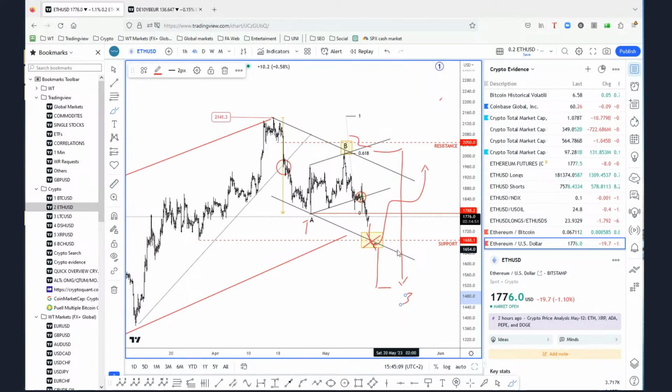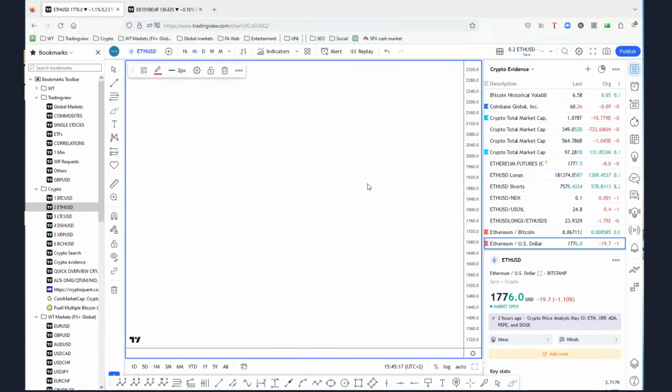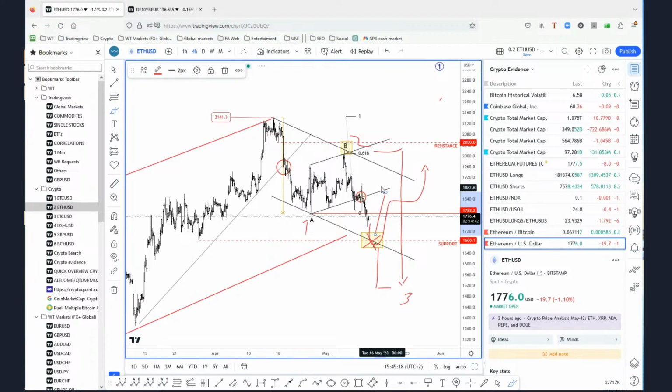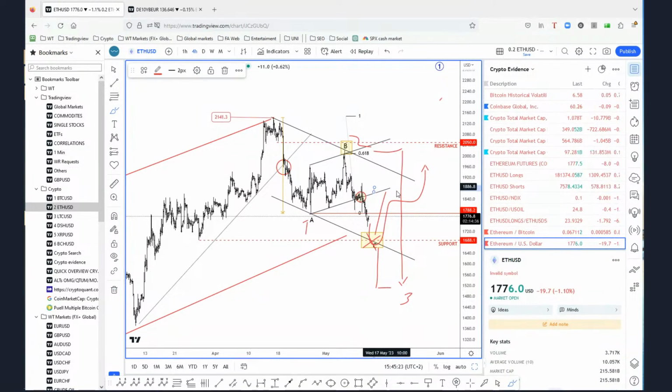1650, 1700, that's the area to watch. But again, you want to see probably 5 waves up, let's say back above 1890, 1900 maybe, and that's when you could potentially look for longs, while the market will be trading above the formed low, of course. So I will keep a close eye on this one as well.